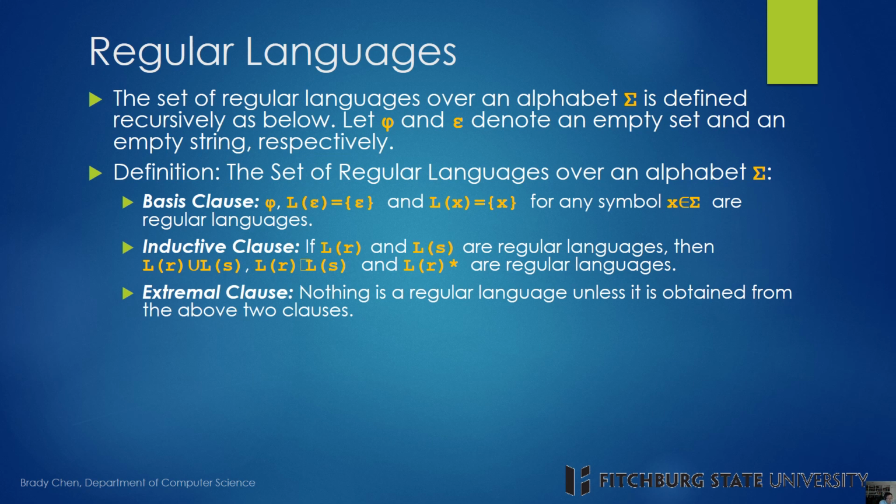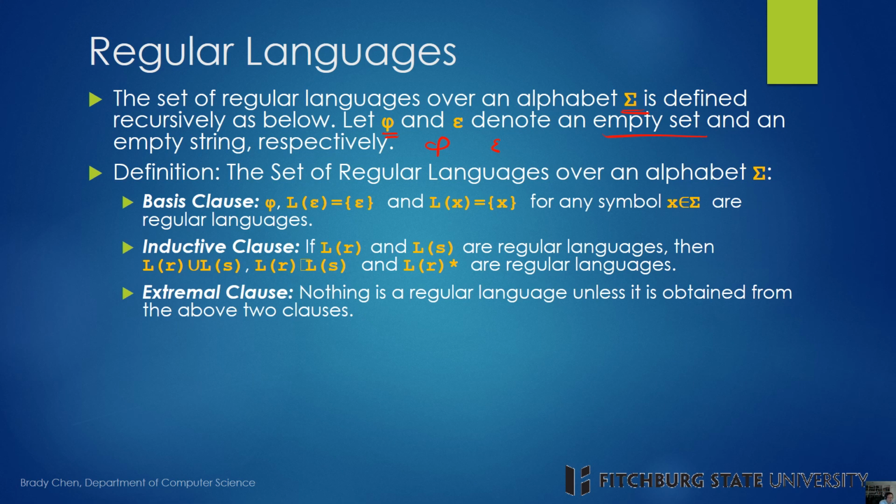The set of regular languages over the alphabet sigma is defined recursively as below. First, let's define two symbols. The phi, which denotes the empty set, and the epsilon, which denotes the empty string. Now you will see the difference between these two. One is a set, the other one is a string. So the empty set, empty string.